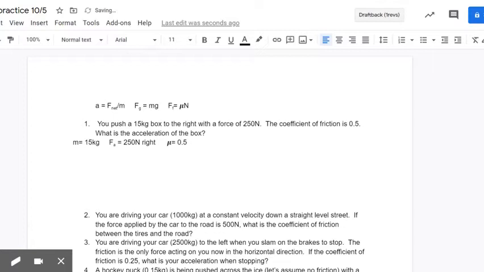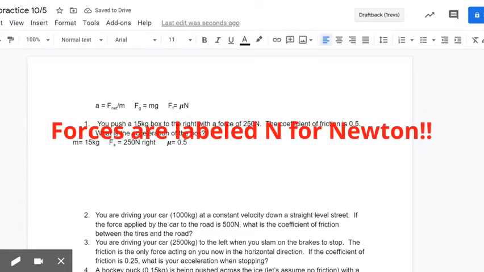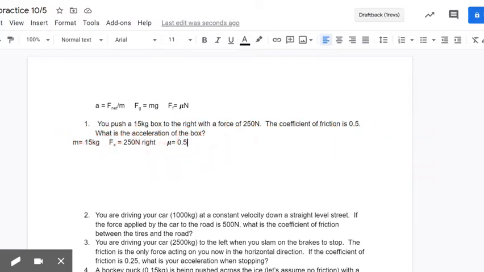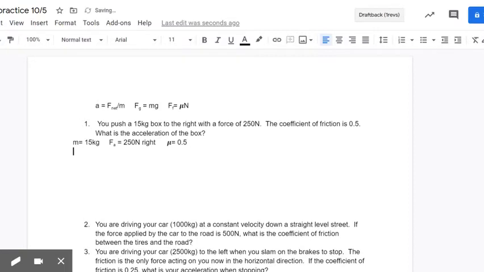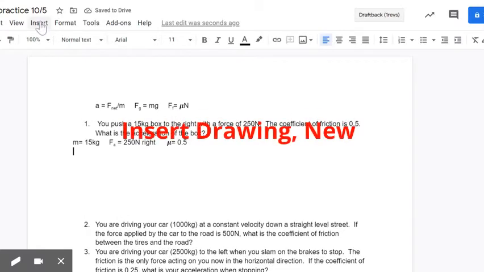So how do I know that's not my friction? It doesn't have a Newton on it. It said the coefficient of friction beforehand, so that's a hint. But the fact that it doesn't have the Newton, that's my definitive proof that that's not the force of friction. It's only the coefficient.